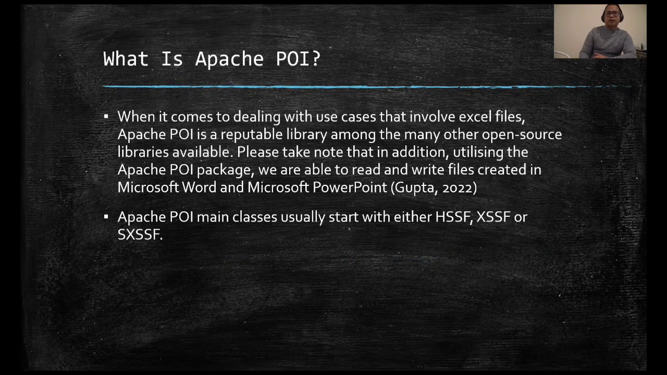So what is Apache POI? Apache POI is basically an open source, well-trusted library that's available online and is used to read and write files created in Microsoft Word and Microsoft Excel. There are several classes that usually start with, this is going to be a mouthful, HSSF, XSSF, or SXSSF. We'll know the meaning of those acronyms in a little while. Those are some of the classes included in the library.